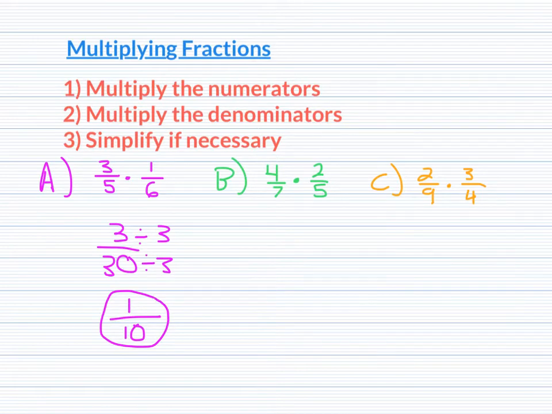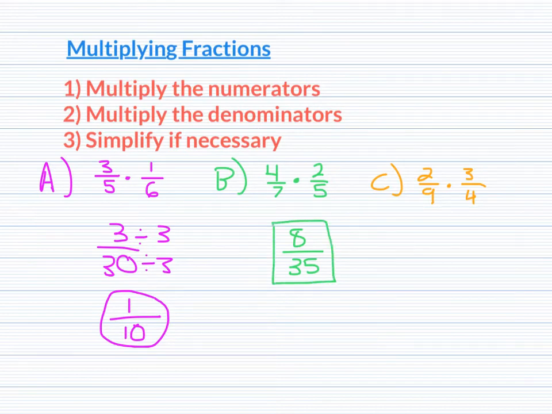In example B, we'll do the same thing. 4 times 2 is 8. 7 times 5 is 35. Might be a good idea to have a multiplication table with you while you're doing this to make these calculations nice and easy. Now, 8 and 35. 8's even, 35 is odd. I don't think there's anything we can divide these by because 35 only has 7 and 5 as factors, and 8 doesn't have either of those. So I think this is our final answer here. That one was nice. No simplification needed.